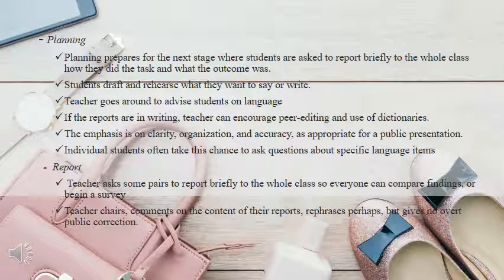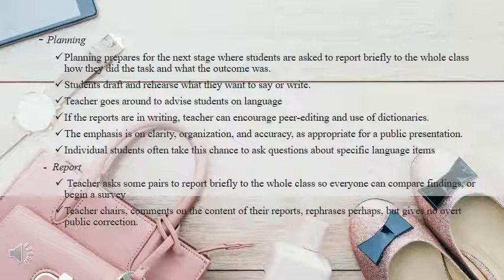Okay, the second activity in the task cycle is planning. Planning prepares for the next stage where students are asked to report briefly to the whole class how they did the task and what the outcome was. Then students draft and rehearse what they want to say or write. The teacher goes around to advise students on language. If the reports are in writing, the teacher can encourage peer editing and use of dictionaries. The emphasis is on clarity, organization, and accuracy as appropriate for a public presentation. Then, individual students often take this chance to ask questions about specific language items.